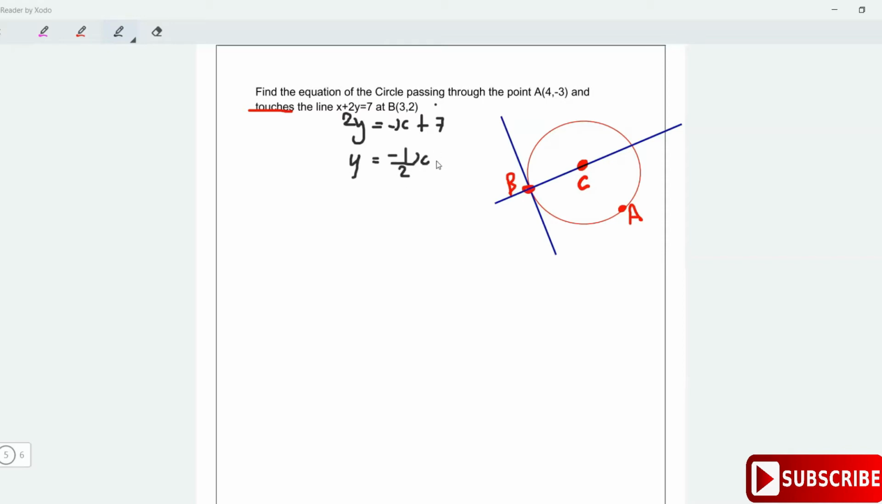So that tells us the gradient of the tangent is minus a half. If the gradient of the tangent is minus a half, then the gradient of the normal, which is perpendicular to the tangent, is 2. So the gradient of the normal is 2.